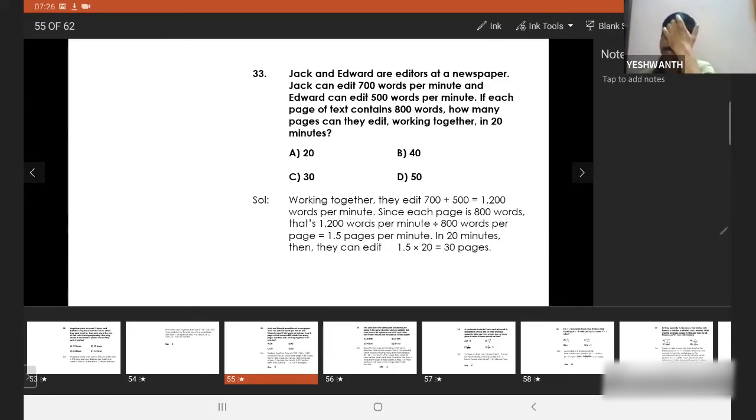So now look at this. 700 words can be edited by Jack, and 500 words can be edited by Edward. So what are the total number of words that both of them together can edit? 700 plus 500, right? That is 1200. If they work together, they can edit 1200 words, okay, in a minute.